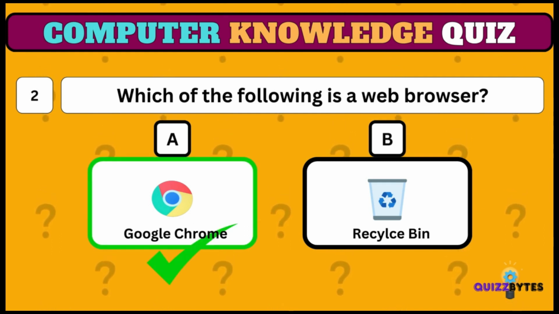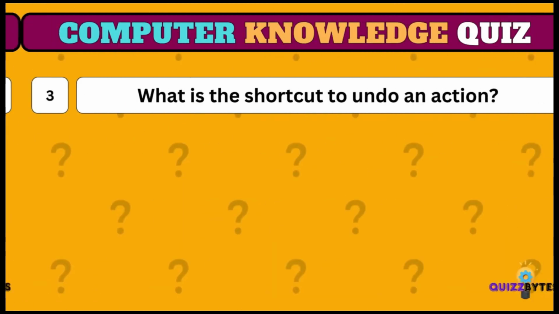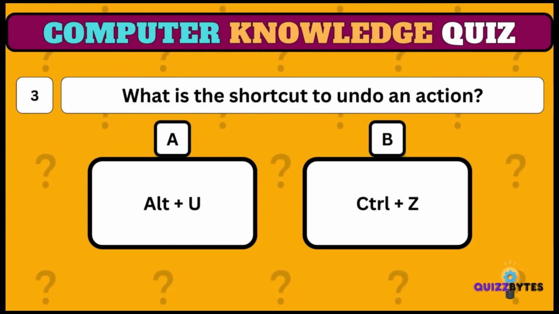Correct! Google Chrome is a web browser used to access the internet. Moving forward to question 3. What is the shortcut to undo an action? A. Alt plus U, or B. Control plus Z?